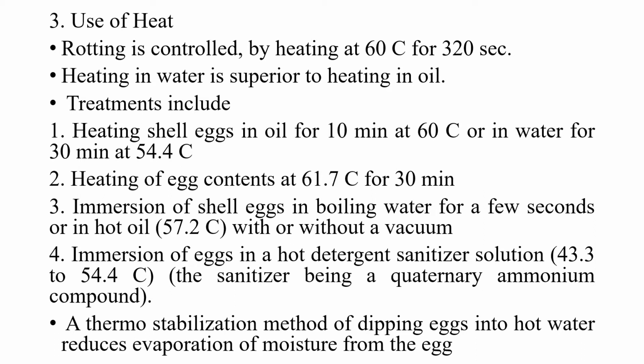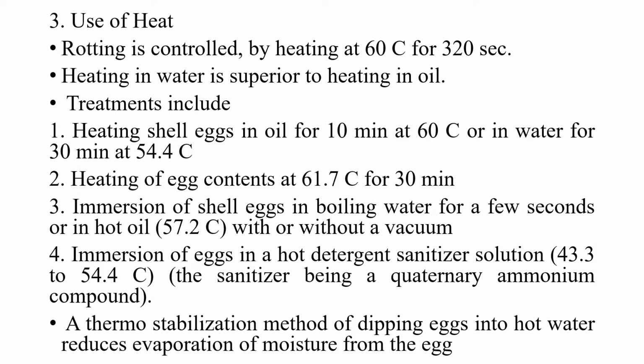And the next method is the use of heat. The rotting or the contamination is mainly controlled by heating at 60 degrees Celsius for 320 seconds, and heating in water is usually superior to heating in oil. And the different treatments used in the poultry for the preservation of egg: the first one is heating shell egg in oil for about 10 minutes at 60 degrees Celsius, or heating in water for about 30 minutes at 54.4 degrees Celsius.